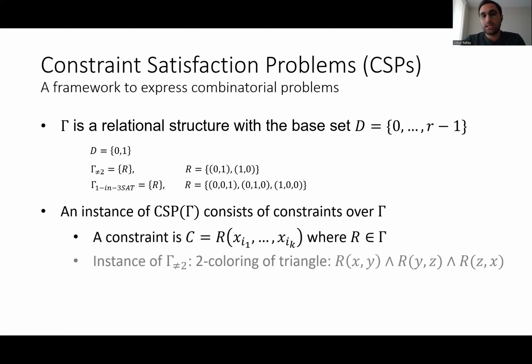As soon as we have a gamma, we can define instances of CSP gamma. Instances of CSP gamma consist of constraints over gamma, and each constraint is basically a predicate over a subset of variables. That predicate, of course, is coming from gamma. For instance, the two coloring example that we saw is an instance of the inequality language over 0, 1, right? So we have this inequality predicate over all these edges, x y, y z, and z x.